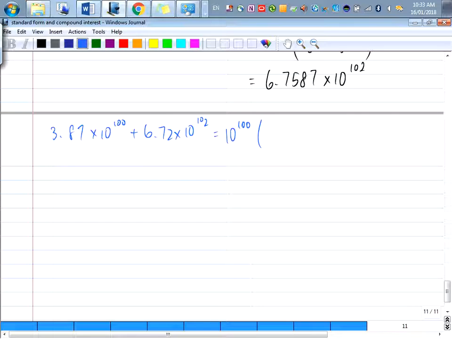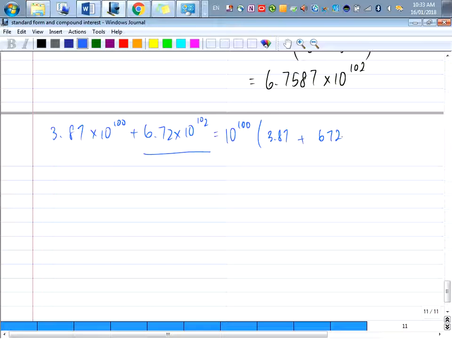For the first term, after I take out 10 to the power 100, what am I left with? 3.87, very good. What about the second term? If I take out 10 to the power 100, how much? 672. 672. Do you see why?